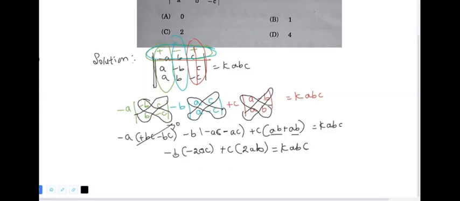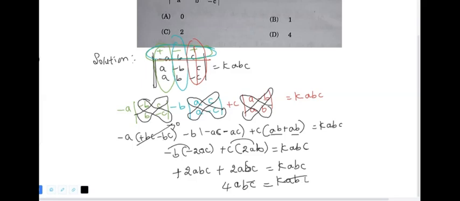Now if you remove the sign, minus into minus becomes plus, 2 into ac into b is 2abc, plus c into 2ab is 2abc, equal to kabc. So 2 plus 2 is 4abc equal to kabc. abc will get cancelled, therefore the value of k is nothing but 4. We got the value of k as 4.